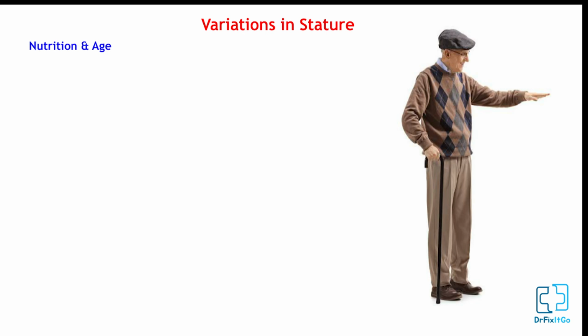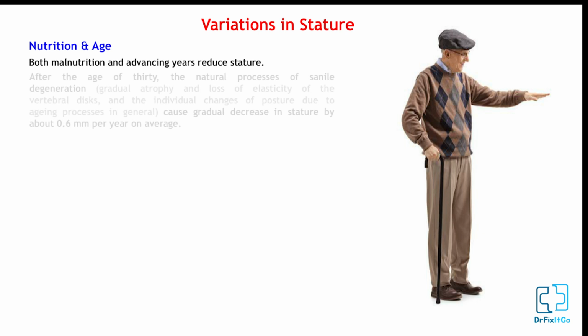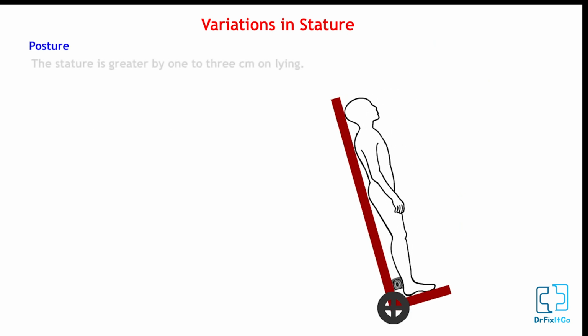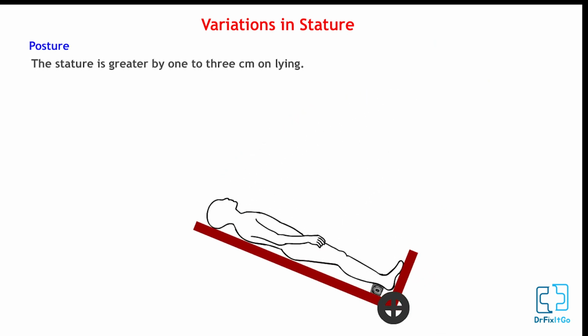Nutrition and age. Both malnutrition and advancing years reduce stature. After the age of 30, the natural processes of senile degeneration cause gradual decrease in stature by about 0.6 mm per year on an average. Posture. The stature is greater by 1 to 3 cm on lying.